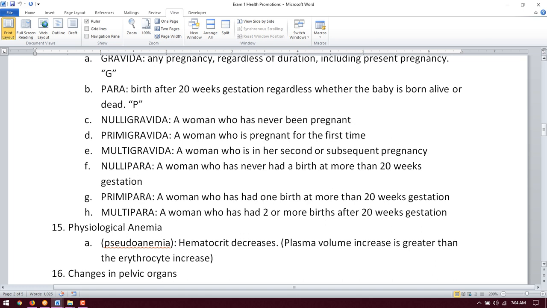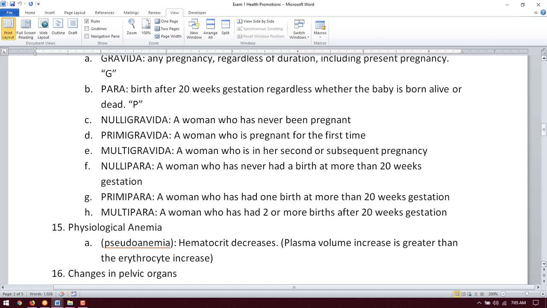Know your definitions. Gravida is any pregnancy, no matter how long it is, including the present pregnancy, so how many times they've been pregnant. Para is any birth after 20 weeks, whether the baby is stillborn or born alive. Nulligravida, never been pregnant. Primigravida, pregnant for the first time.